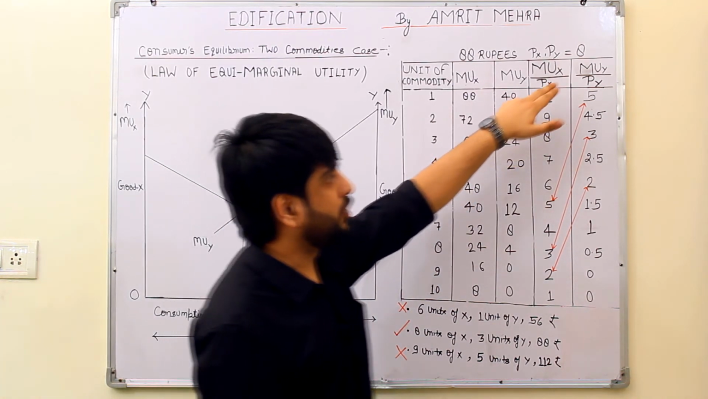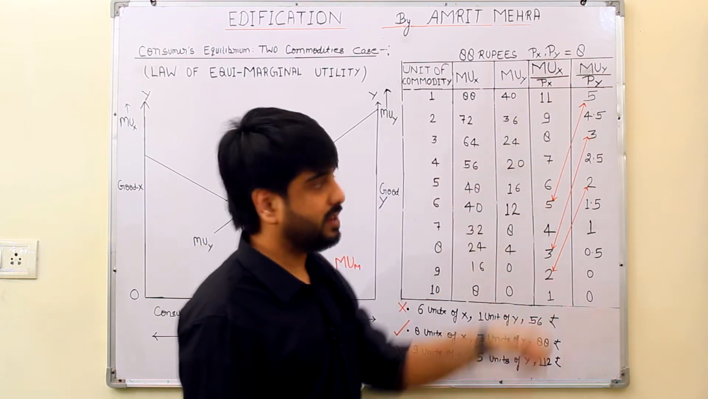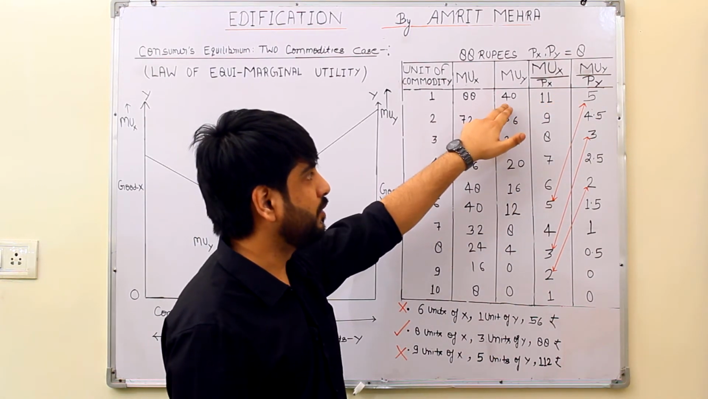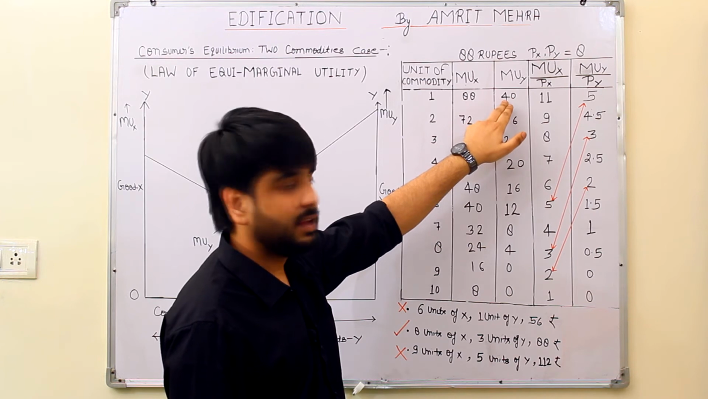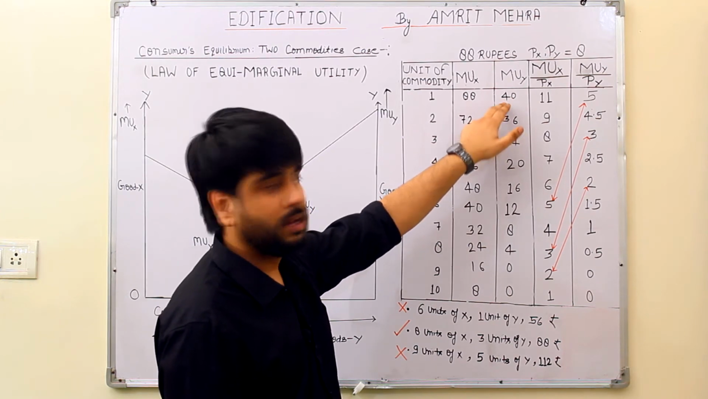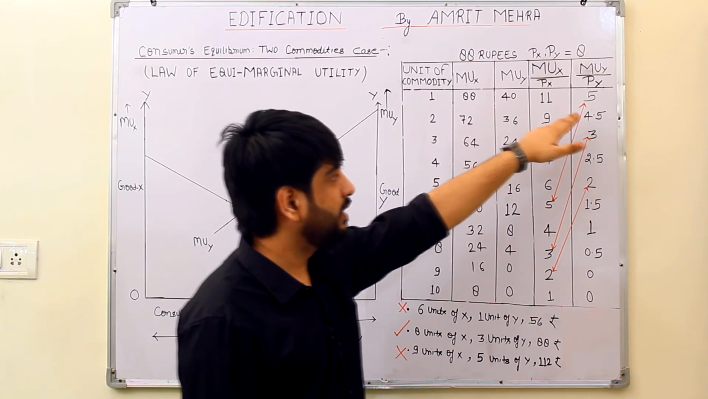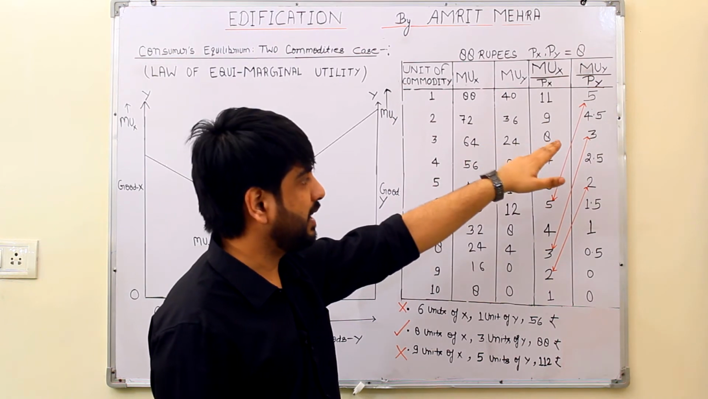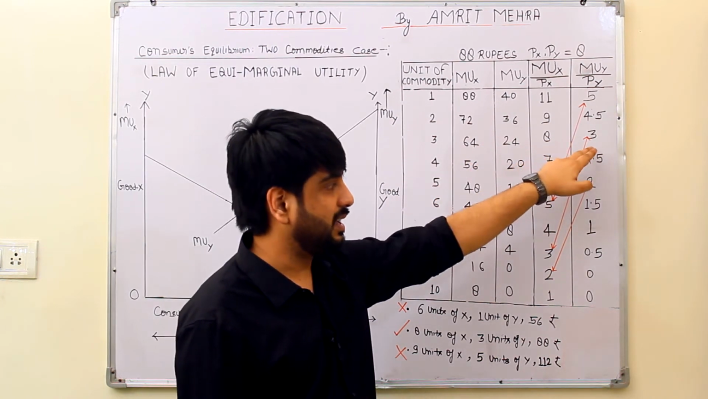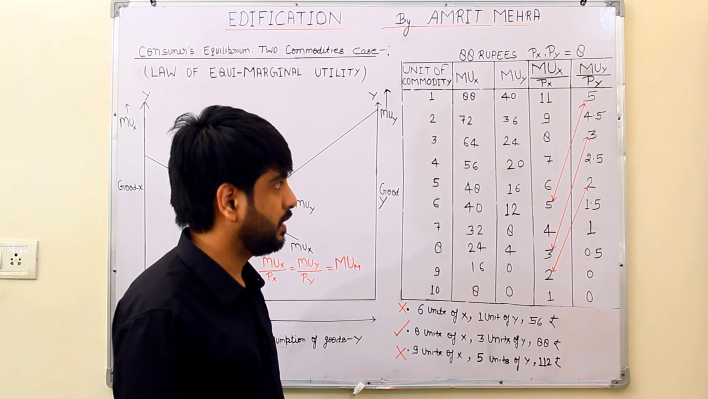Similarly, we make a column MUY upon PY and we divide the value of MUY by the price of Y, that is 8. 40 upon 8, 5, 36 upon 8, 4.5, 24 upon 8, 3 and so on.